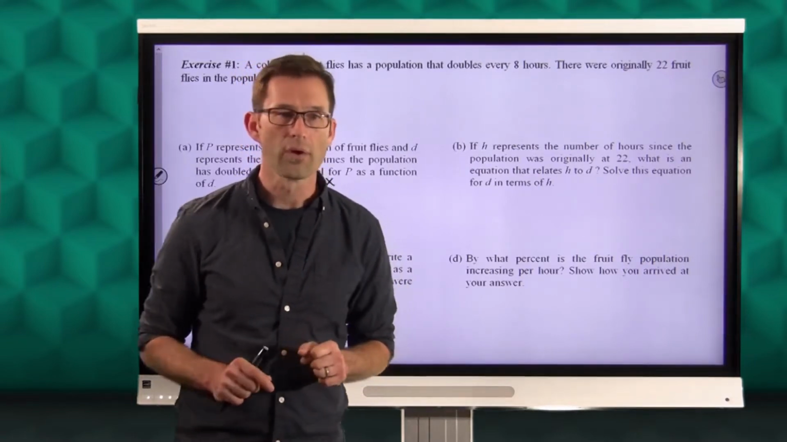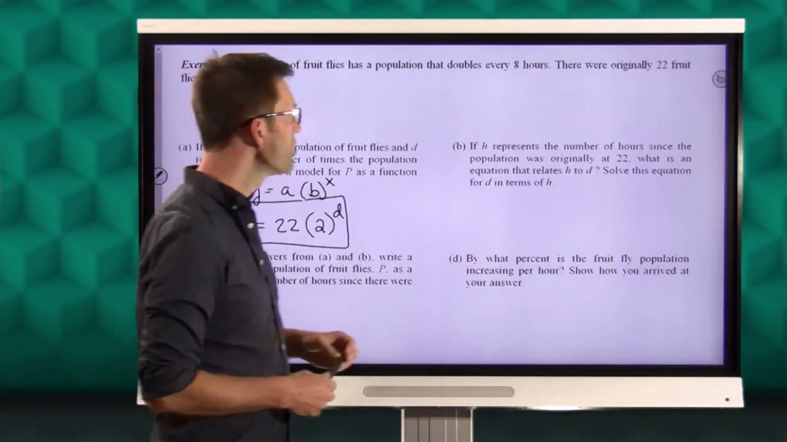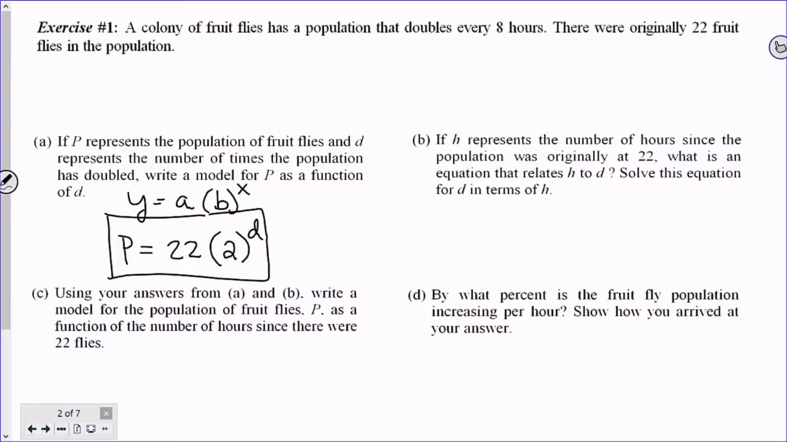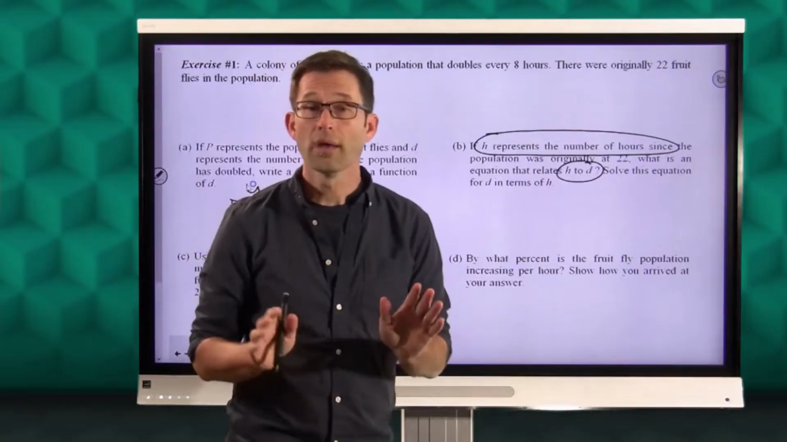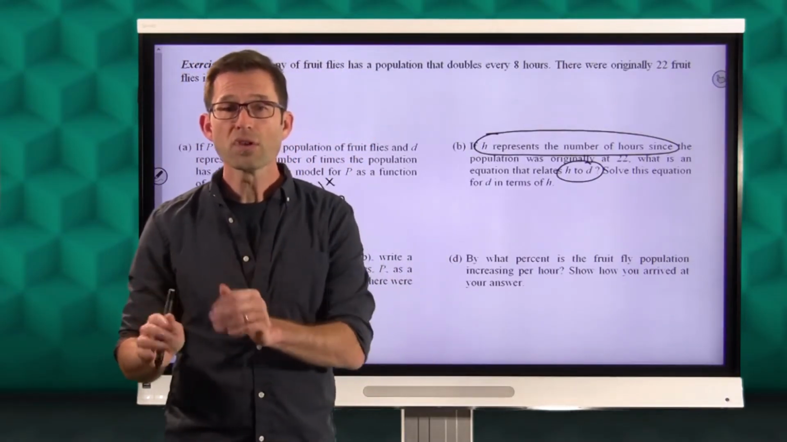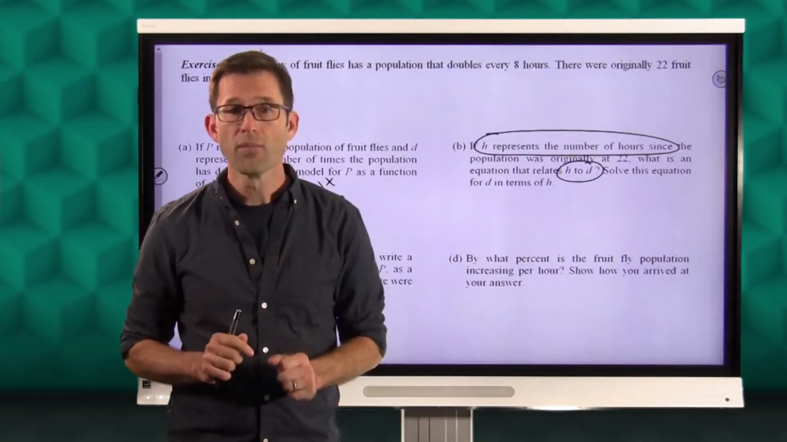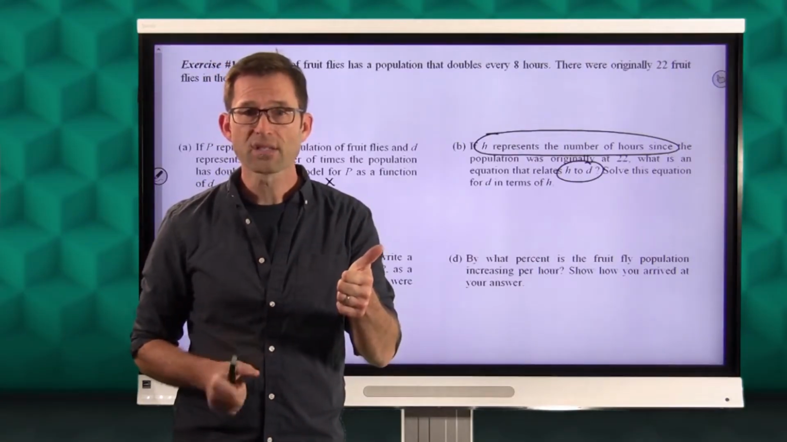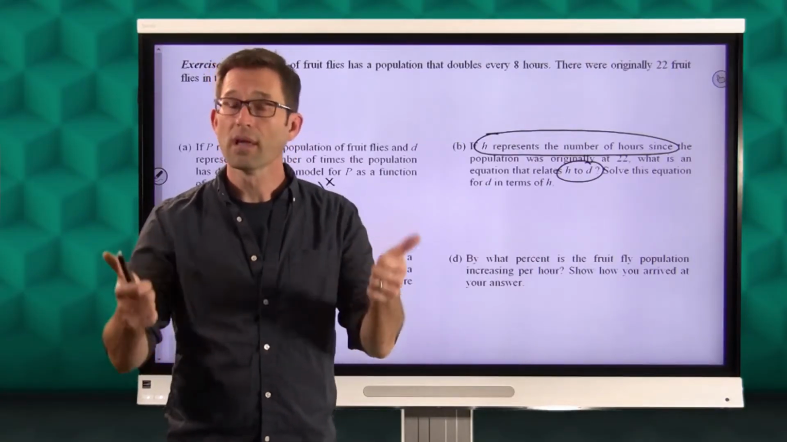So let's take a look at letter B. Letter B says, if h represents the number of hours since the population was originally at 22, what is an equation that relates h to d? Solve this equation for d in terms of h. Now again, nothing to do with population. We just want to relate the number of hours that have passed to the number of times it's doubled.